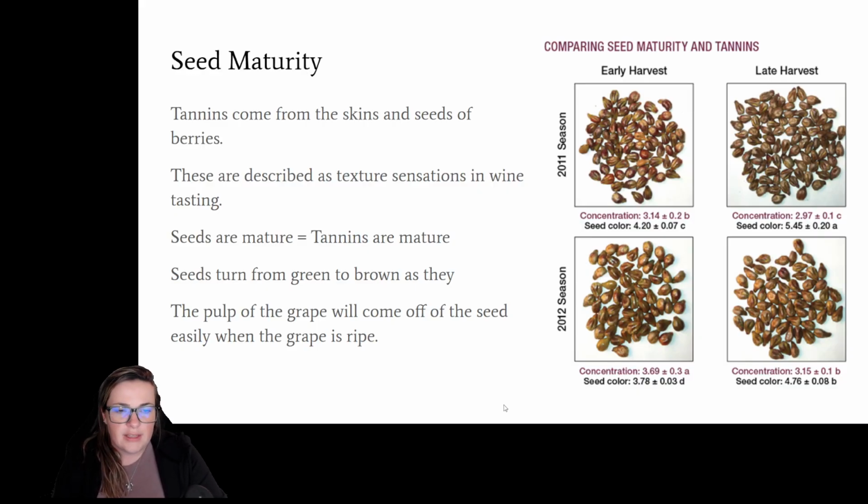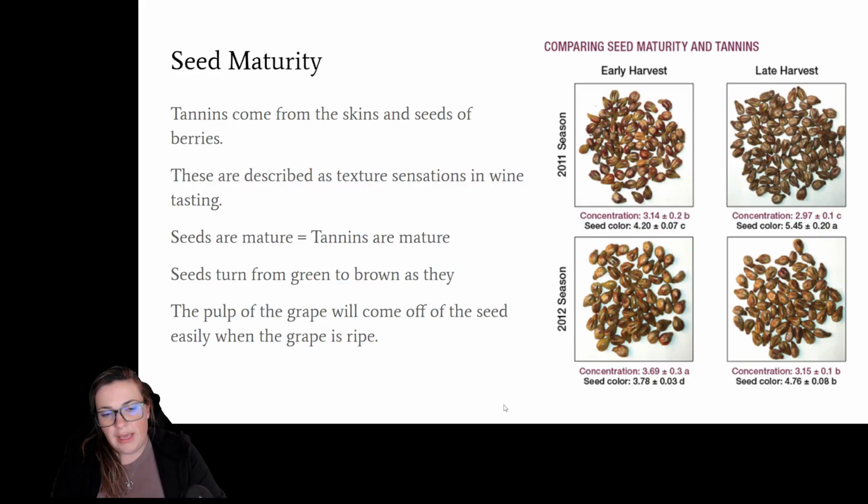Next we have seed maturity. It's important to look at the seeds because you get some tannins from the seeds as well, especially if you're making a red wine. The seeds can indicate when the grape is mature and intended to be eaten, I guess, right? So tannins come from the seeds, but also the skins of the berries. These are a mouthfeel sensation. It's a texture component in wine.